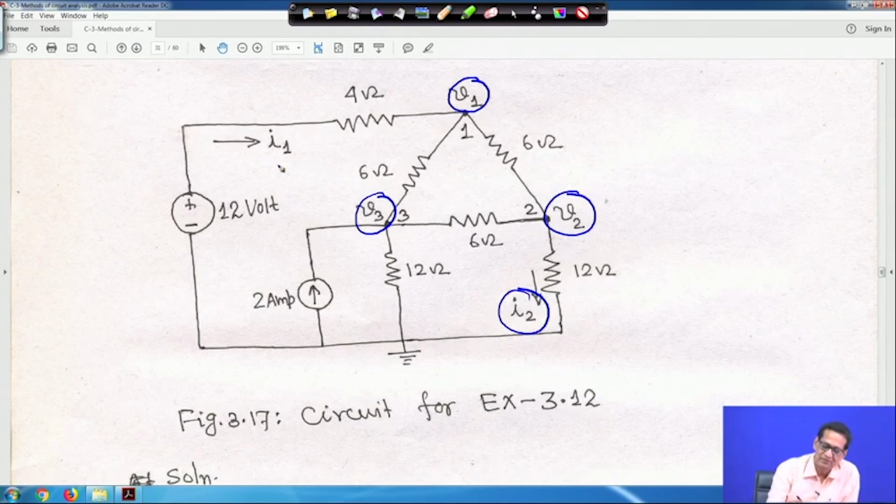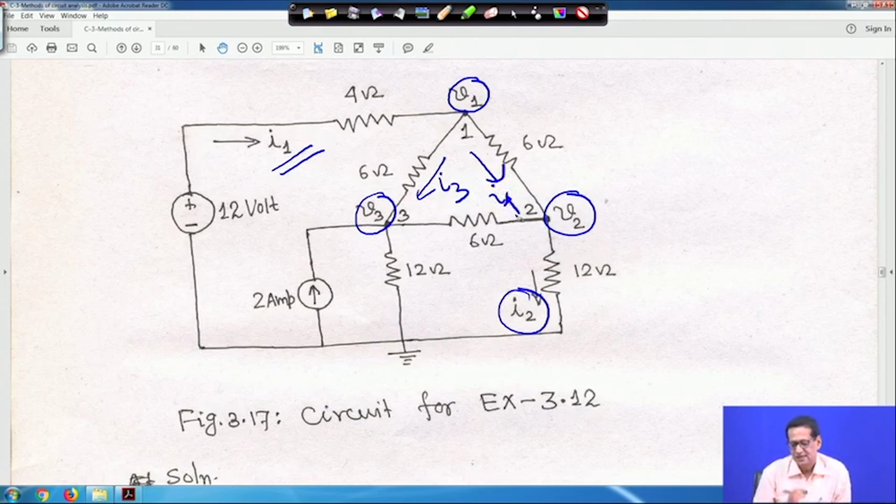Here current I1 is given, other branch currents are not given, but we have to assume some current and accordingly solve. For example, suppose this branch current is I3, I am taking in this direction, and this current is say I4, and this current say I5. Later we didn't write all I3, I4, I5 in the problem, we directly wrote, but when we make such things, first we have to understand what will be I1.